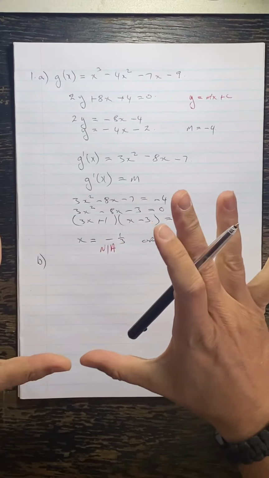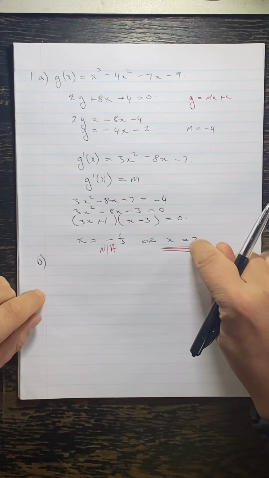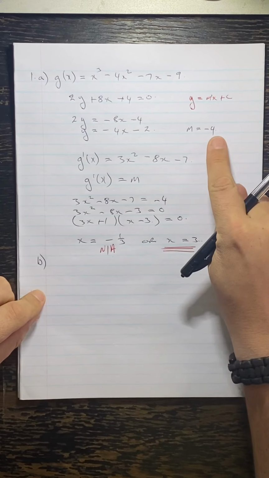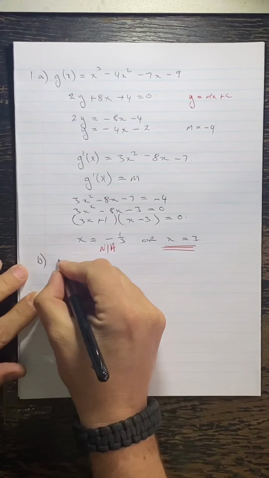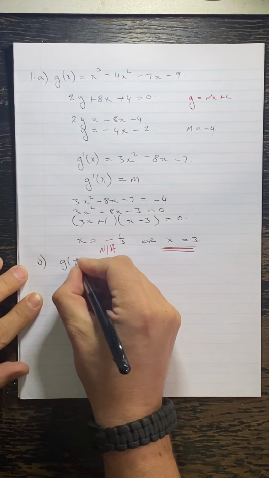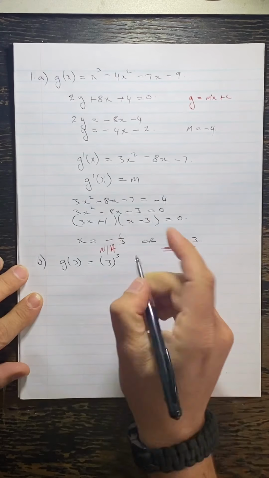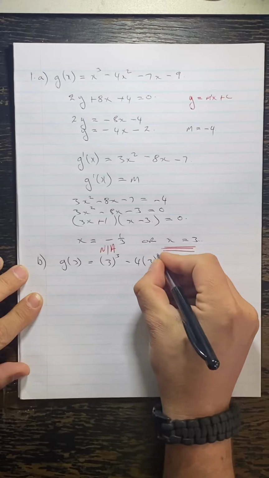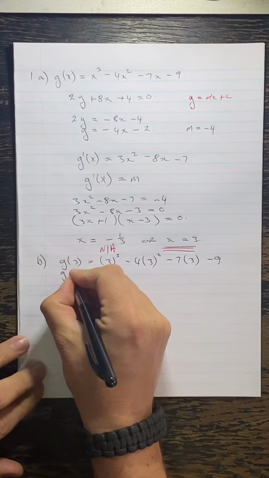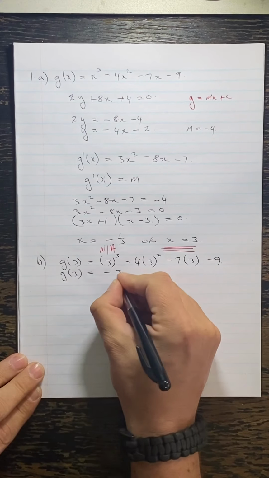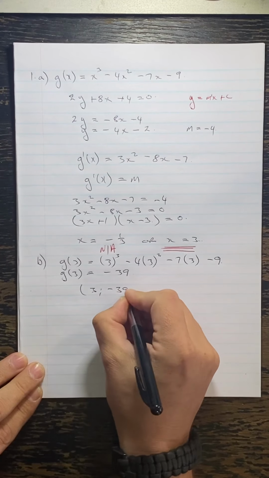Now, before I go on to finding the equation of the tangent and the normal, I want to know what is the point of contact. So this is the x value that corresponds to a gradient of minus 4. So I'm just going to take this x value and put it back into the original to find the y value. And that will give me the point of contact. So g of 3 will give us 3 cubed, I'm just substituting it back into the original here, minus 4 times 3 squared, minus 7 times 3, minus 9. And that should give us g of 3 is equal to minus 39. So now we know that the point of contact is (3, minus 39).